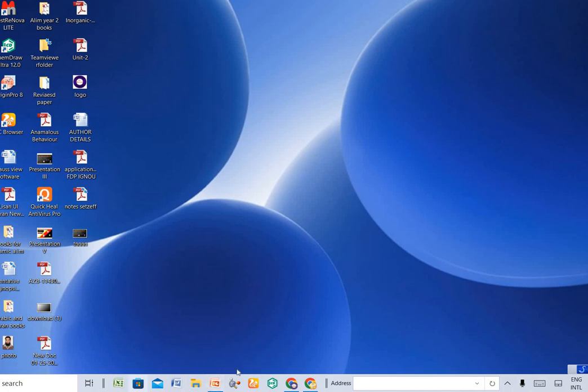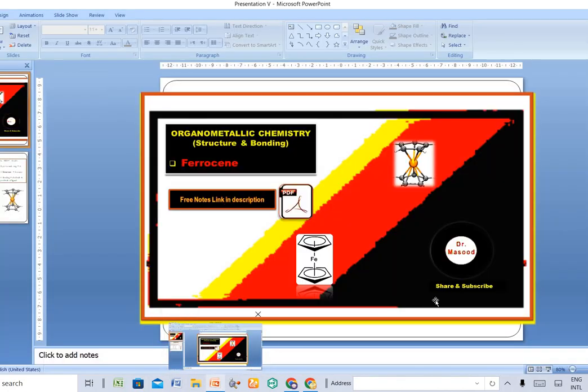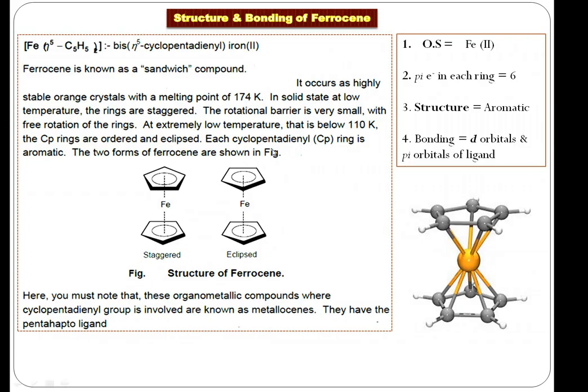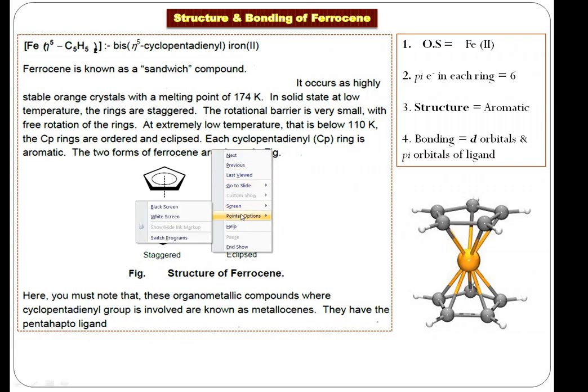Bismillahirrahmanirrahim. So, dear students, we'll begin our organometallic series, and today we have the structure, that is the ferrocene. Structure and bonding of organometallic compound ferrocene, the basics about it. Let's begin. So, how can we sum up the basics.